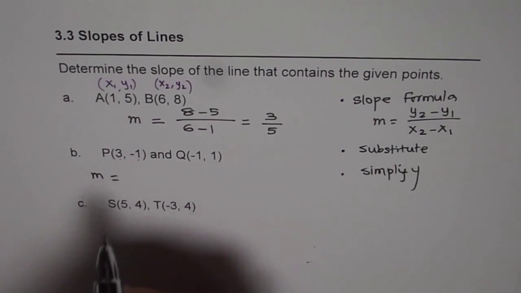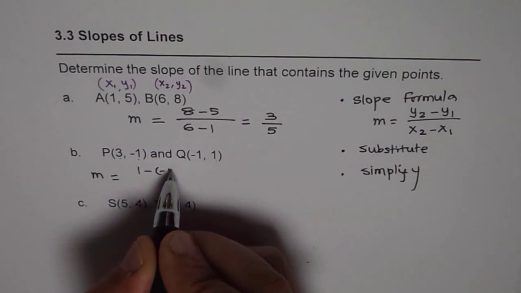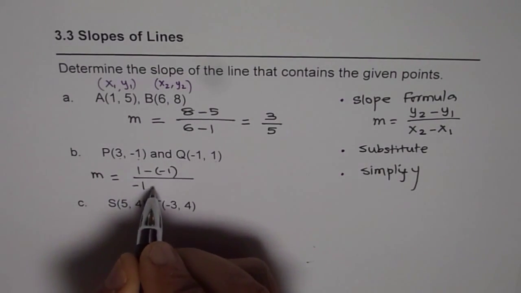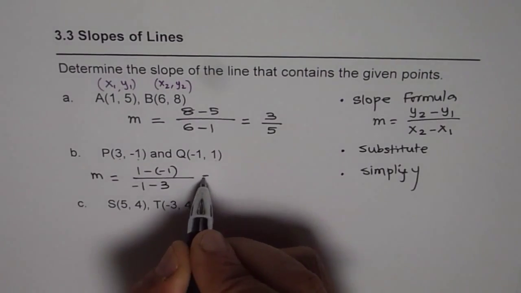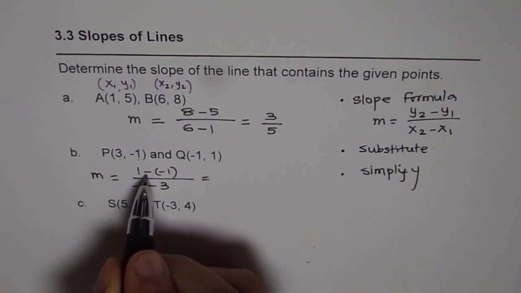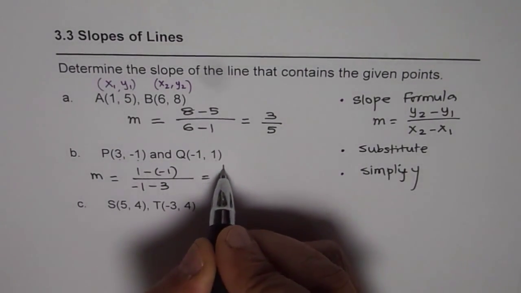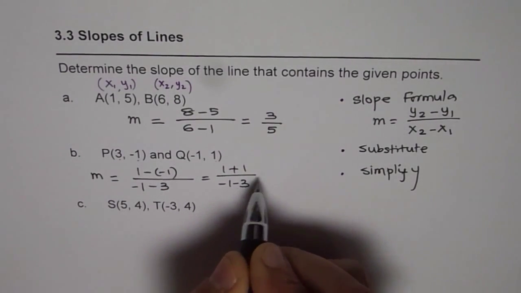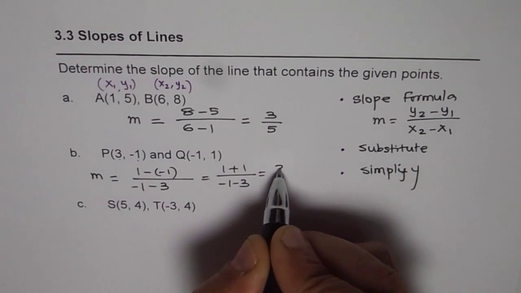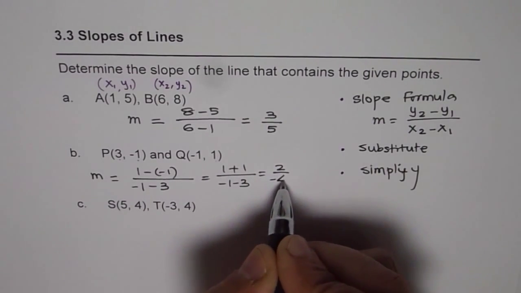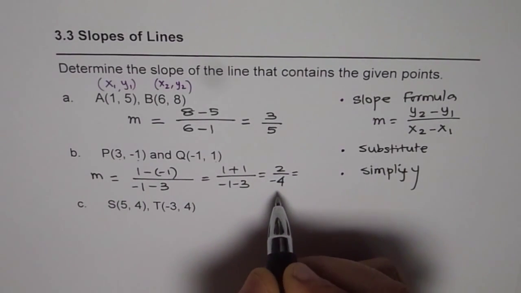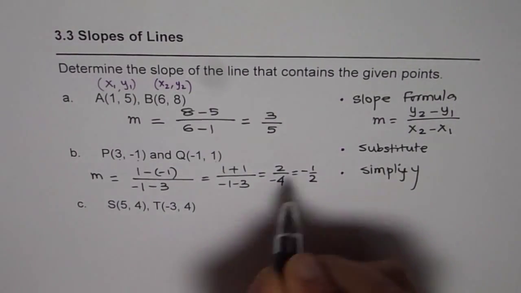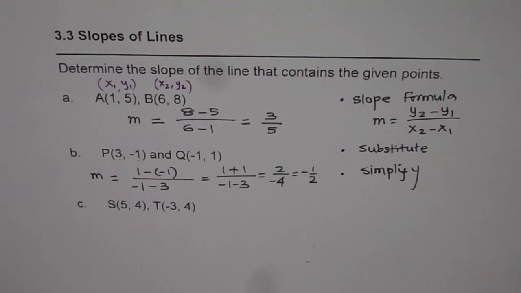So y2 minus y1, that means 1 minus minus 1, divided by x2 minus x1, minus 1 minus 3. So that gives us 1 minus minus means 1 plus 1. Let's simplify, open the brackets, and we have minus 1 minus 3. That gives us 2 over minus 4, which we can further simplify and write as minus half. So in this case, slope is minus half.